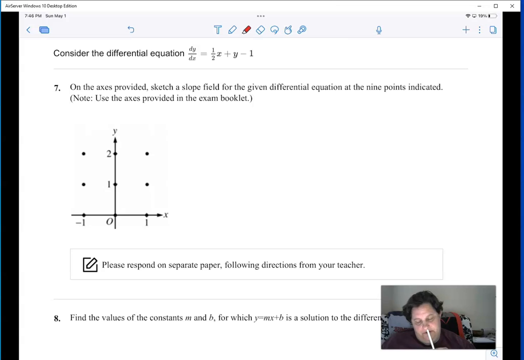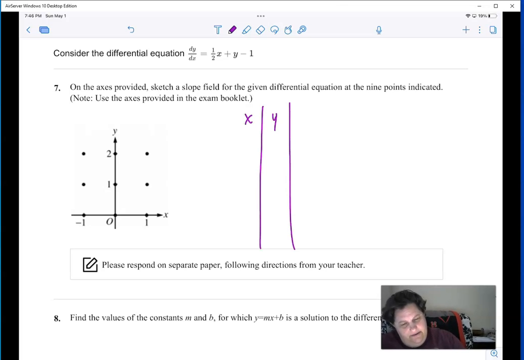Consider this differential equation. Sketch a slope field at the 9 points indicated. Let's practice sketching this slope field, okay? Do I have any patterns? I mean, not that I can see right off because I'm not multiplying anything. So I'm going to just go ahead and go x, y, y, x. And I'm just going to crank it.